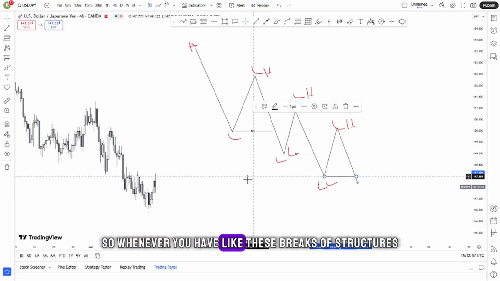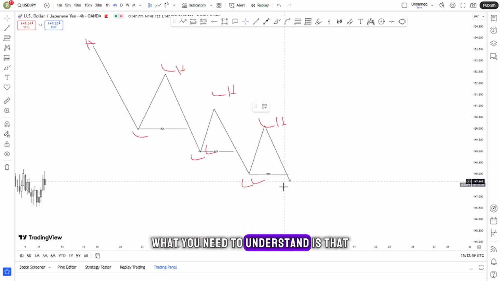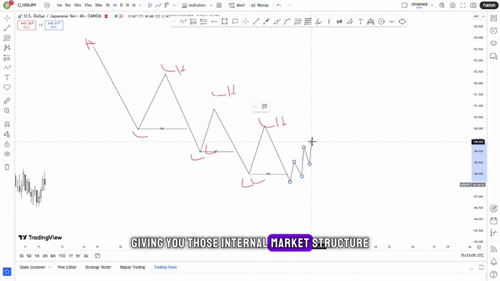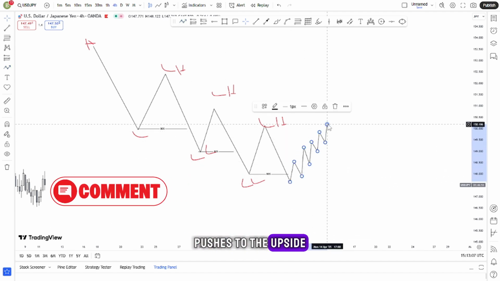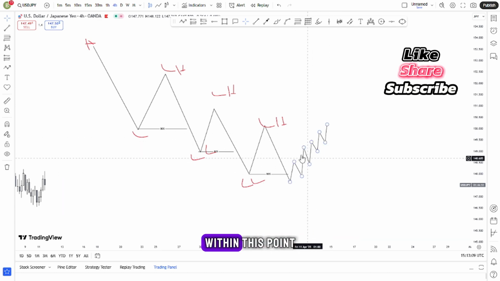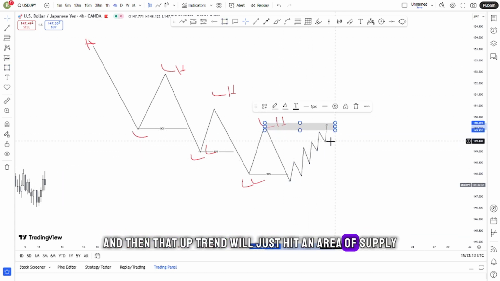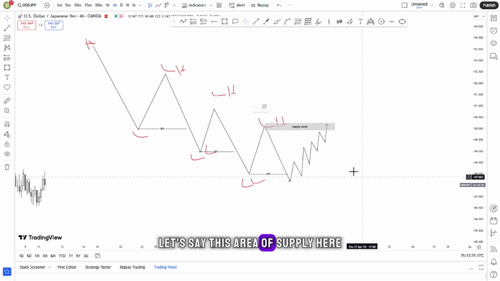So whenever you have these breaks of structure, what you need to understand is that the market has to push back internally just like this, giving you those internal market structure pushes to the upside, and then it will be creating an uptrend within this point, and then that uptrend will just hit an area of supply. Let's say this area of supply here.